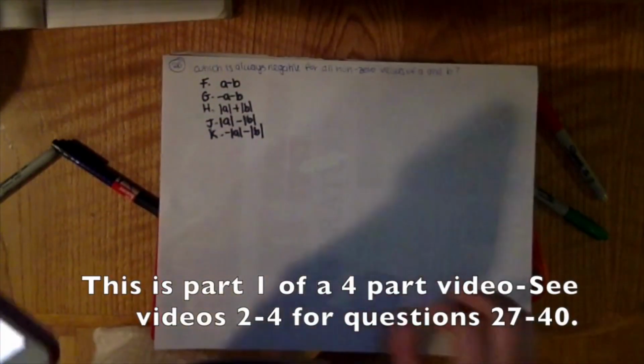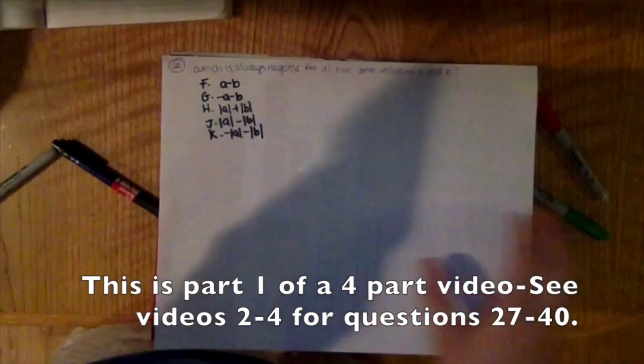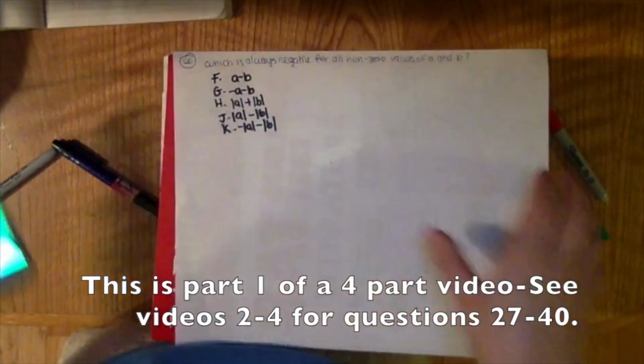Hi guys, so today we're going to be going over Mathematics Section 2, number 21 through 40 of the ACT Practice Exam. So we're going to go ahead and start off with number 21.